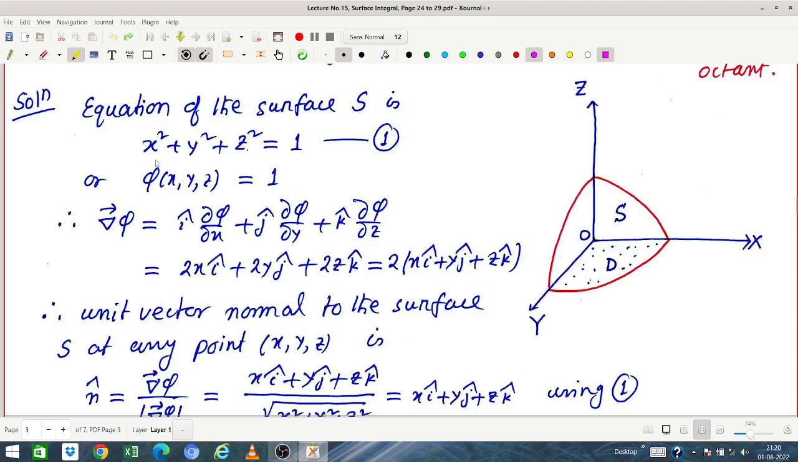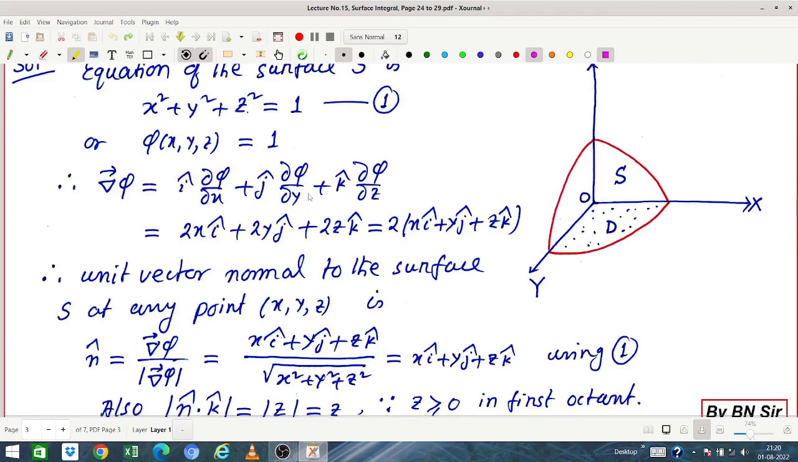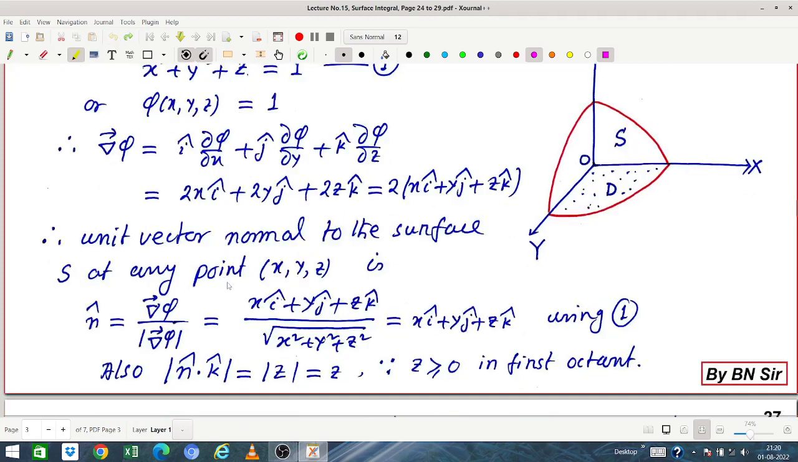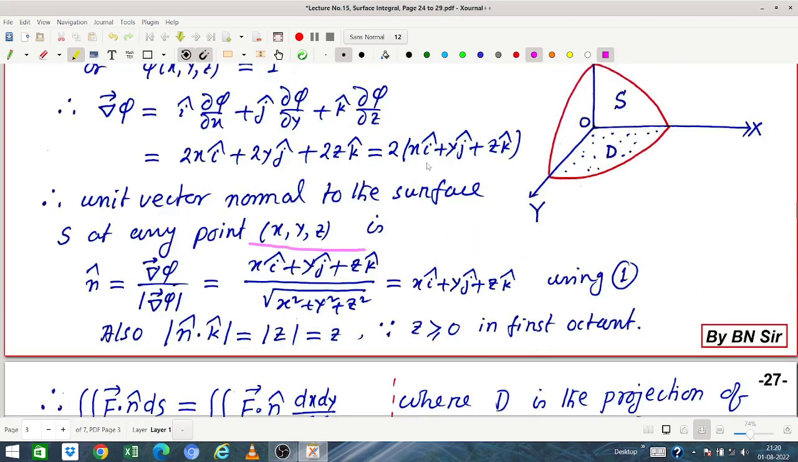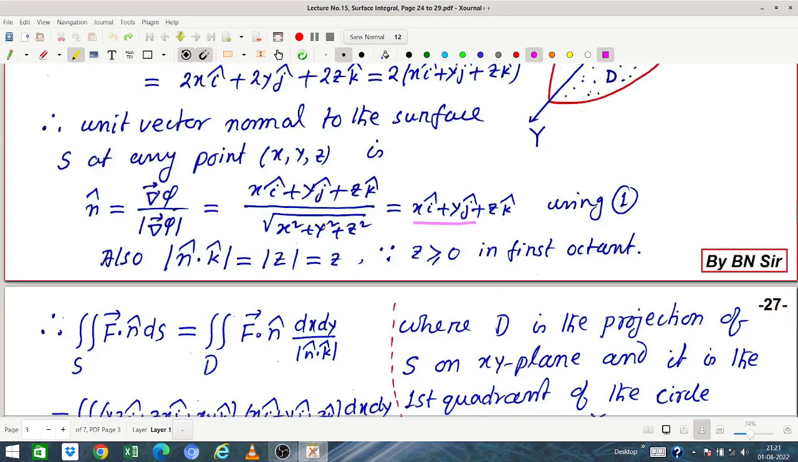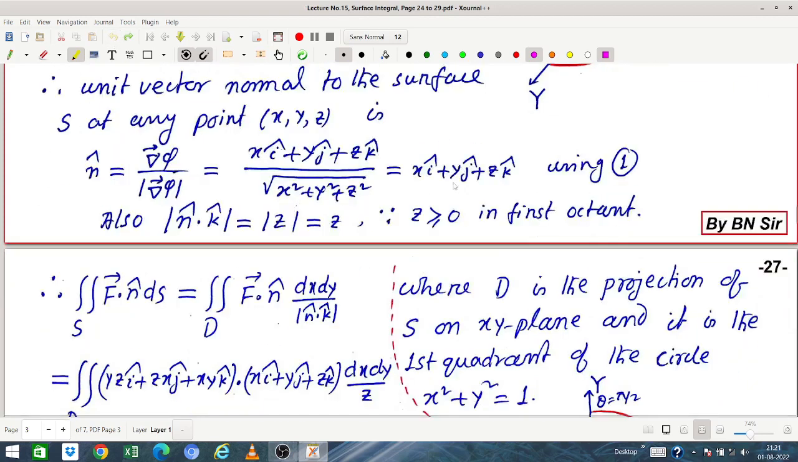So the equation of the surface S is the equation of this sphere. Let us name it phi(x, y, z) equal to 1, where phi(x, y, z) is x square plus y square plus z square. So grad phi is i del phi by del x, j del phi by del y, k del phi by del z, which we know. So 2x, 2y, 2z will be coming here, with 2 common. Now the unit vector normal to the surface at any point (x, y, z) is n cap equal to grad phi divided by mod grad phi. So here the modulus of this will be root over x square plus y square plus z square. Okay, and the 2 by 2 cancels. Finally it is this. This is our unit vector n cap. Therefore also mod n cap dot k cap is n cap dot k cap.